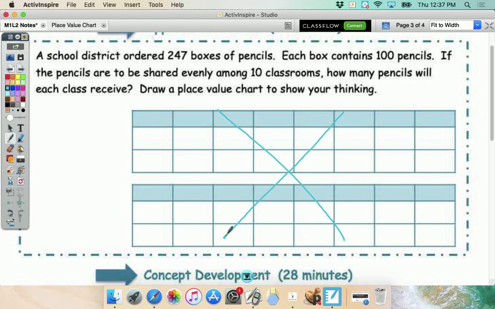So the first trick that we're going to use is actually called the zero trick, and it was probably used by you in 4th grade. What? So we're going to talk about it here in just a second, okay? But I want to read this problem first. A school district ordered 247 boxes of pencils. Each box contains 100 pencils. If the pencils are to be shared evenly among 10 classrooms, how many pencils will each class receive? Now, you can go ahead and cross off, draw a place value chart, because we're not doing that step, okay?